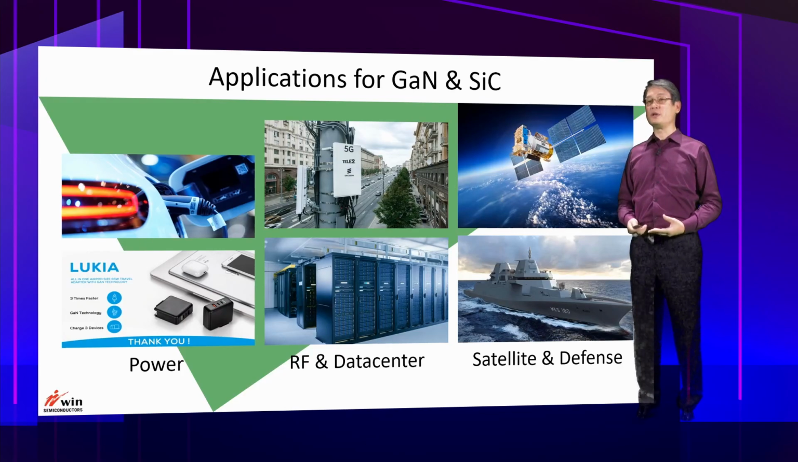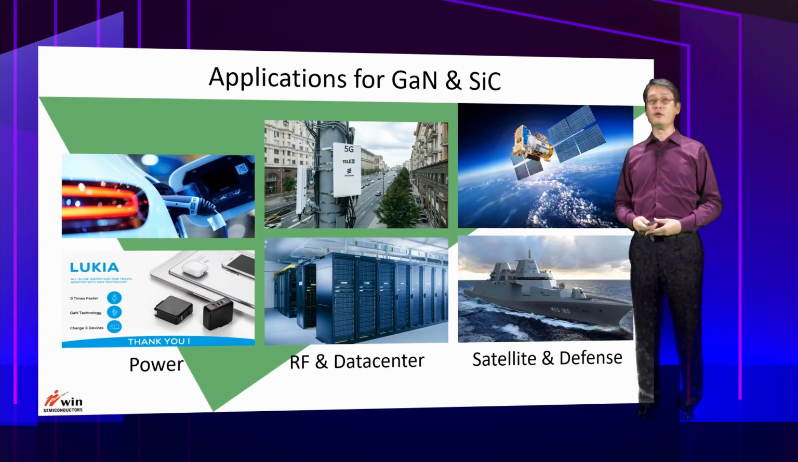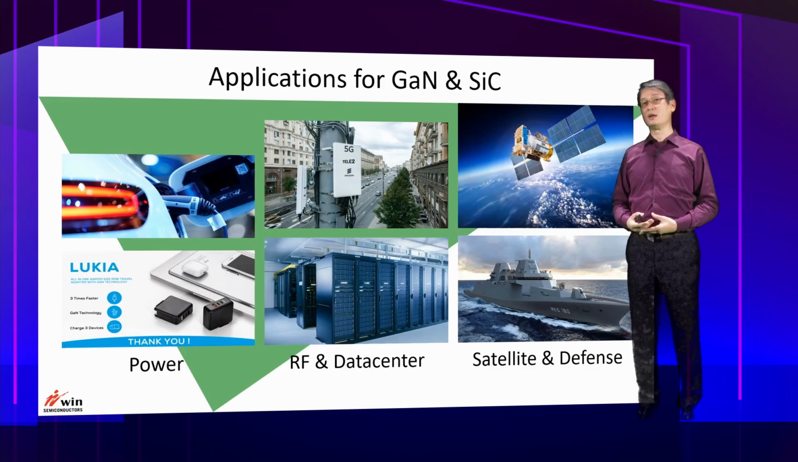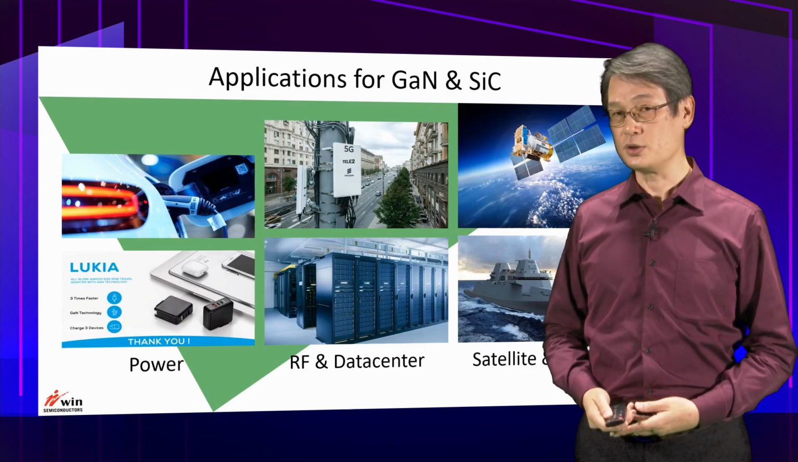This page shows the applications for gallium nitride and silicon carbide. For power conversion applications, both gallium nitride and silicon carbide have been adopted in electrical cars, data center servers, and fast charging adapters. Gallium nitride devices are used for 5G base stations, power amplifiers, communication satellites, and even defense applications.